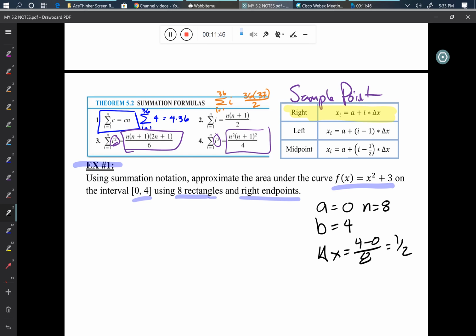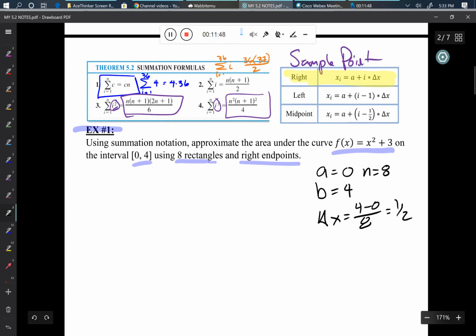Since they asked me to use right endpoints, I know that my sample points, my x sub i stars, are always going to be a plus i times delta x. But I know values for all those now. I can say that a is 0. I know that i is i.